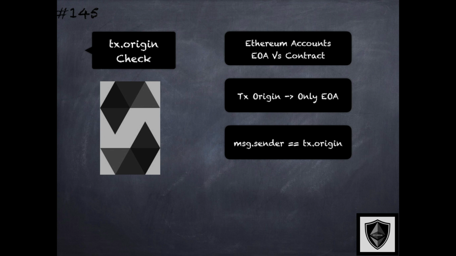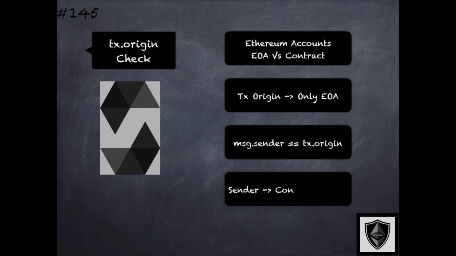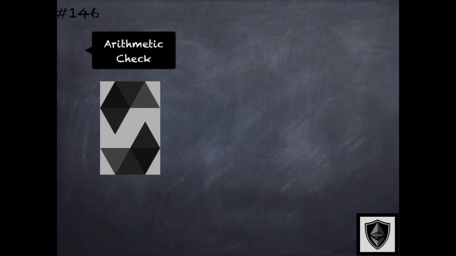So in situations where smart contracts would like to determine if the message sender was a contract or not, whether it was an EOA, then checking if the message sender is equal to transaction.origin is an effective way to do it. There are some nuances in the usage of this, but at a high level, this is a check that you may encounter in smart contracts and has security implications.